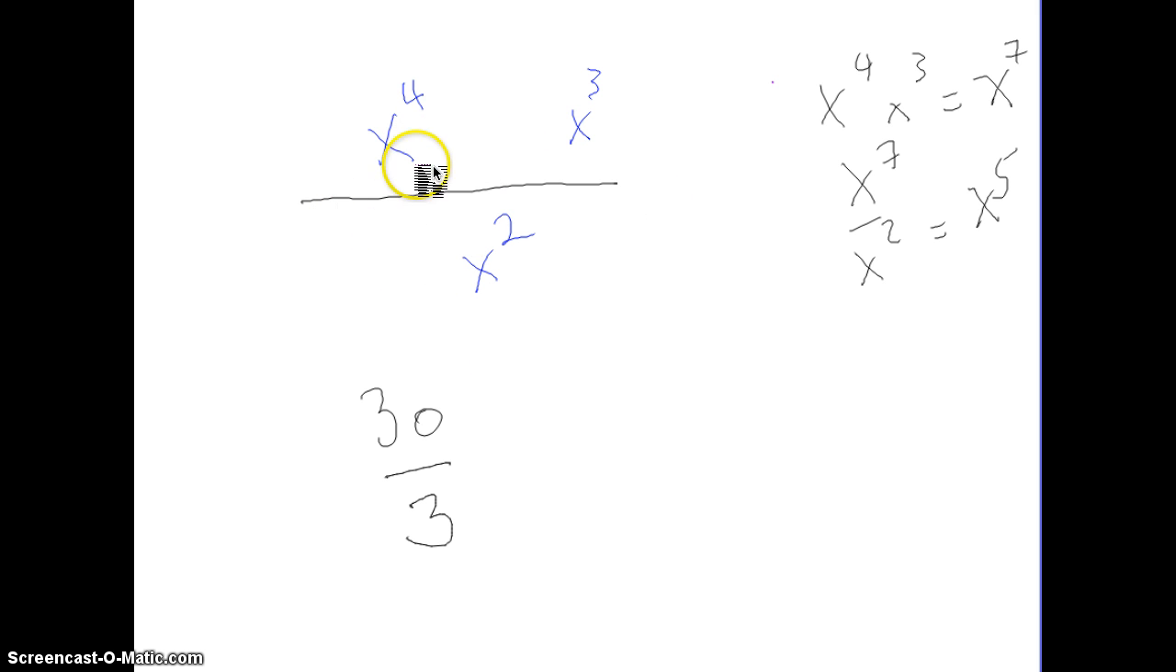Incidentally, this is what my brain does. So when I'm looking at it, I completely ignore the x's at first, or the exponents at first, and just look at the numbers and get this, and then I just look at the exponents.